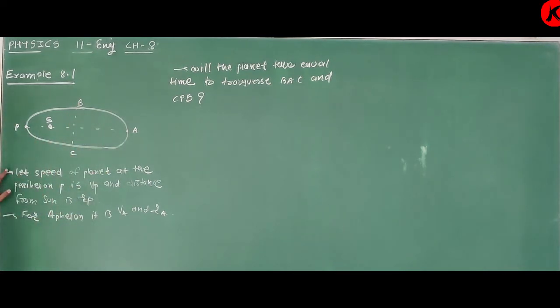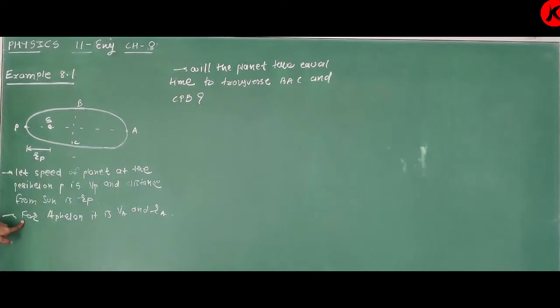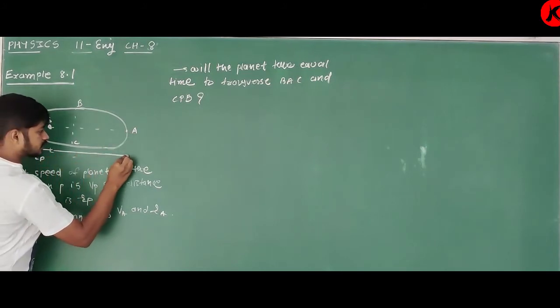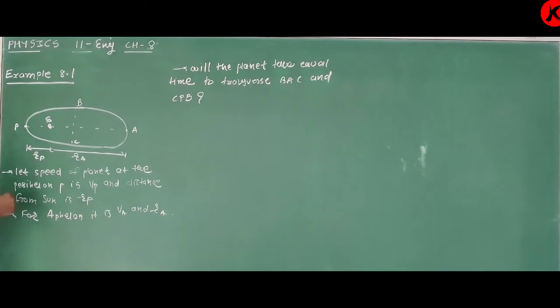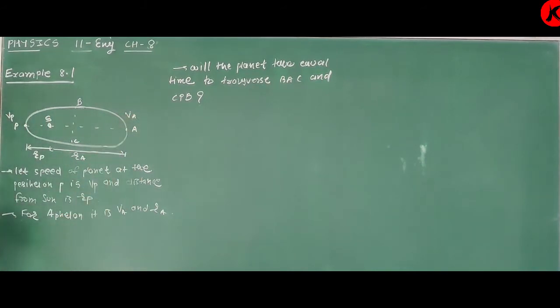Let the speed of the planet at the perihelion P be Vp and its distance from the Sun be Rp. For aphelion, it is VA and RA. Means the speed of the planet at point A is VA, and its distance from the Sun is RA. So the first question is, what is the relation between these quantities? Here the speed is VP, here the speed is VA. Then what is the relation between them?